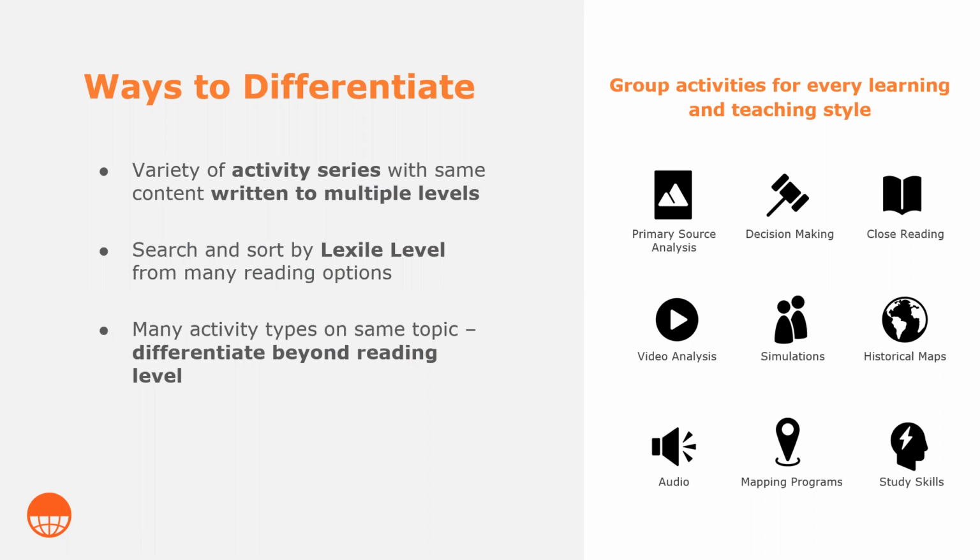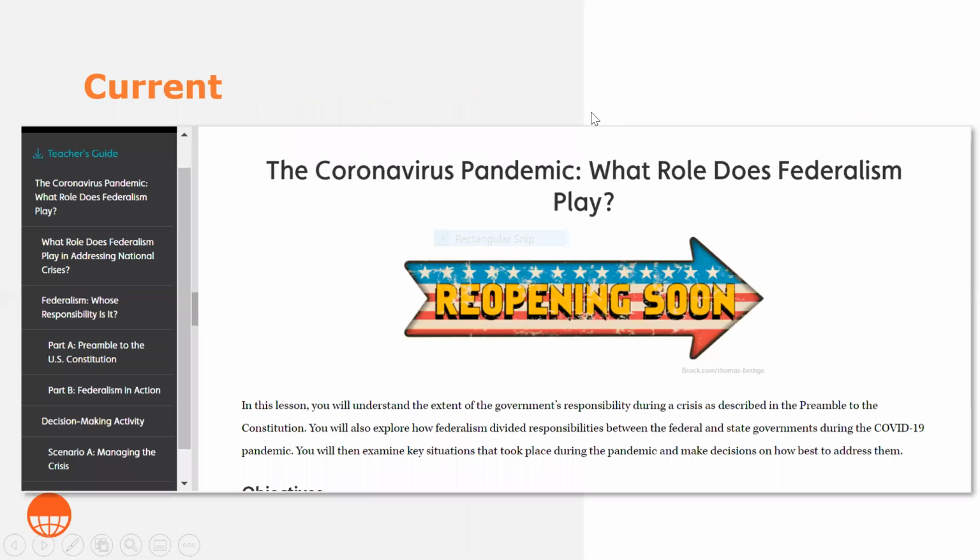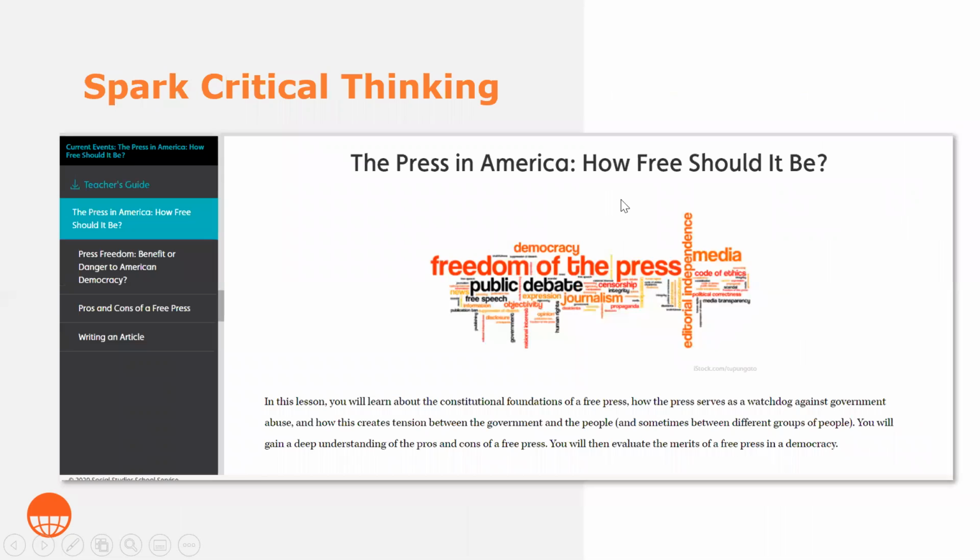So that's the great thing about history, but it's also the challenging thing about history, because there's not always one right answer. We have wonderful things in here, relevant activities that have new current event types of things. This is from the digital mapping that's going to be included with what you guys are getting. Current events. We have all kinds of current events that come out every month. Things to spark critical thinking.